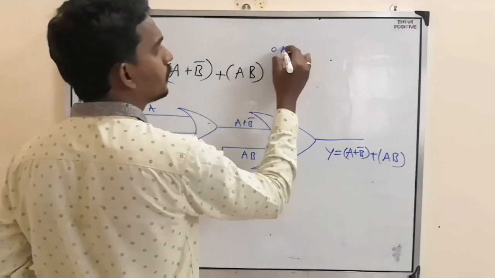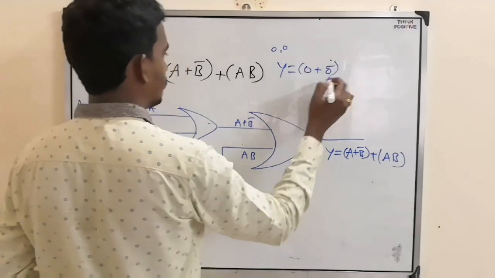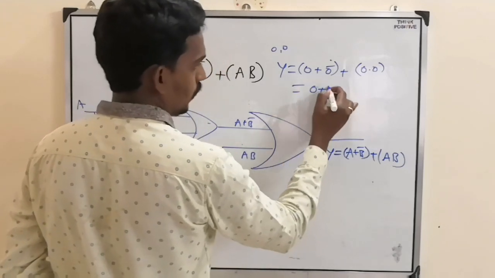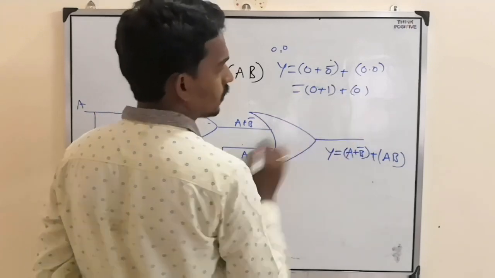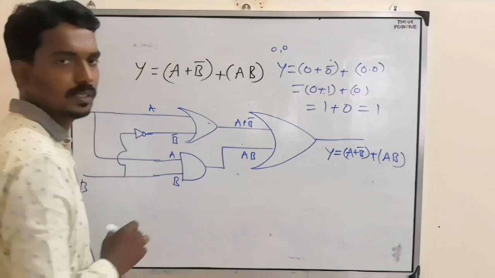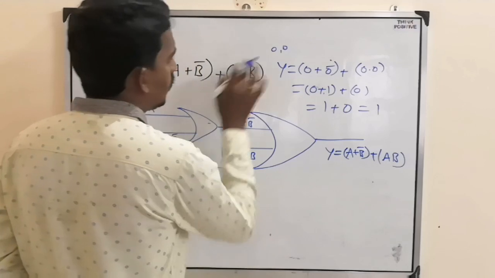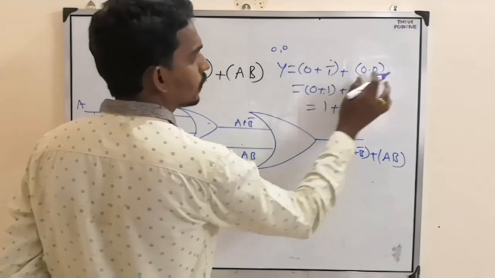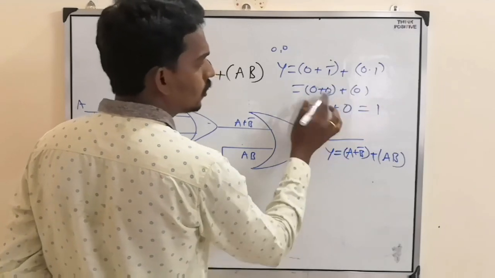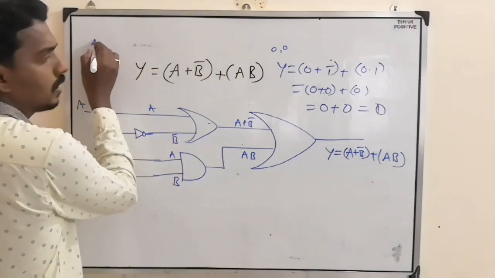Suppose 0, 0. Substitute here. Y equal to 0 plus 0 bar plus 0, 0. So 0 plus 1 plus 0. 0 plus 1 is 1, 1 plus 0 is 1. So for 0, 0, what is the output? 1. Then for 0, 1, here 1. So this is 0. This is 0. Now 0 plus 0, 0. So first output was 1.